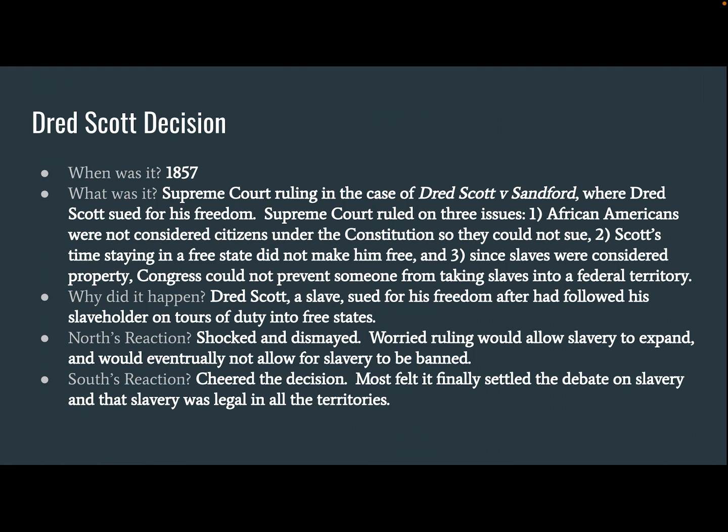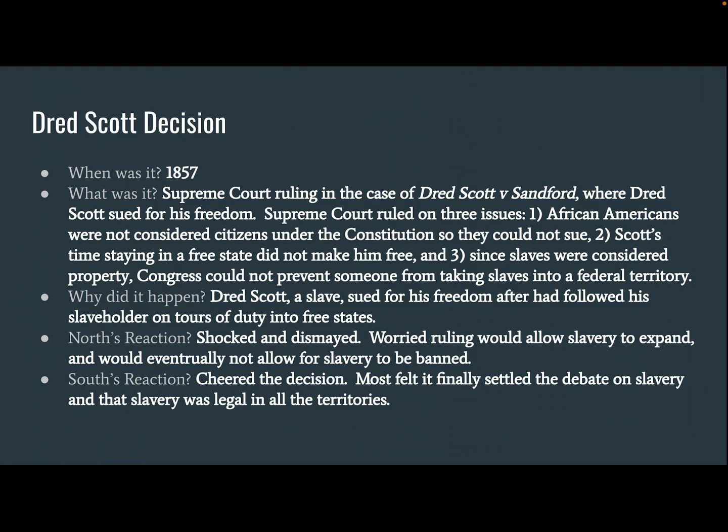So, Dred Scott, he was an enslaved man. Okay, so he's suing for his freedom after when he was with his slaveholder. They had traveled into free states, specifically Illinois. And I believe in Wisconsin territory. Okay, so those are free states.